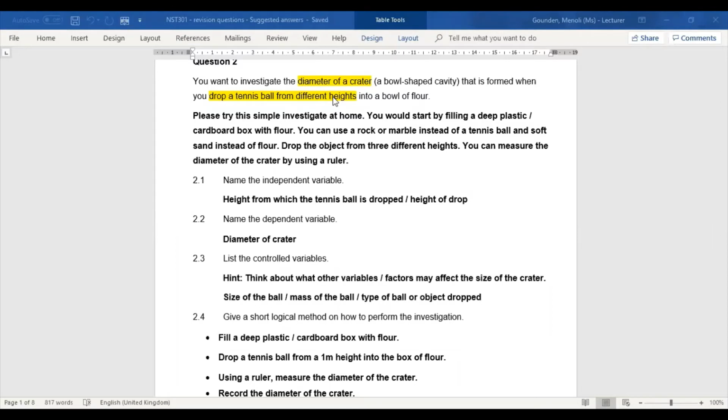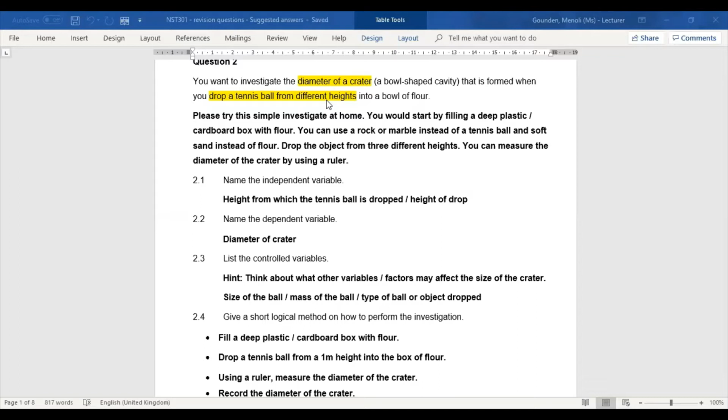Okay, if you were to ask yourself which of these two variables or factors the investigator will be able to control, you should come to the answer that the investigator can only control the height from which the tennis ball is dropped. If you carried out this investigation at home, you may wish to drop the ball first at a height of 1 meter, then from a height of 60 centimeters, and then from a height of 30 centimeters.